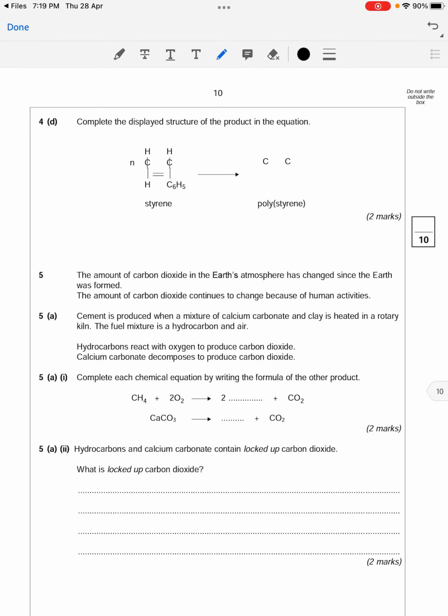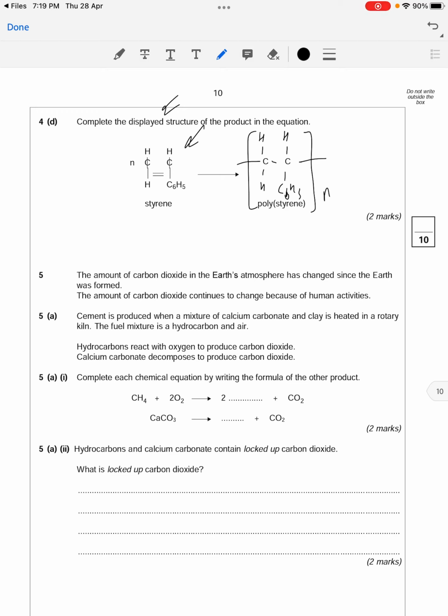Complete the displayed structure of the product in the equation. So the diagram doesn't seem to be appearing clearly, but we can see that we have to form 1 bond there. It's 1 single bond with H. Actually, not H, it's C6H5, and we have to complete it by putting some brackets there as well and connect it. So we have to display the displayed structure of the product in this equation.